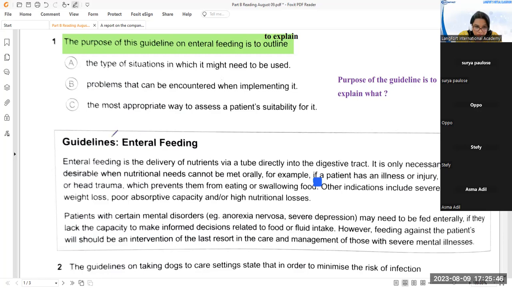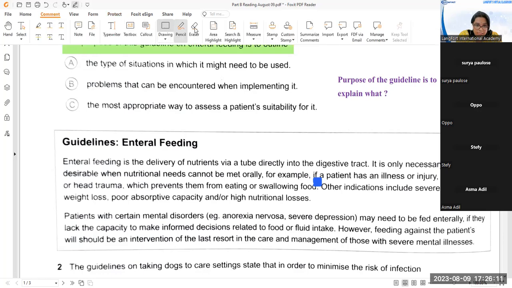Enteral feeding is the delivery of nutrients via tube directly into the digestive tract. It is only necessary and or desirable when nutritional needs cannot be met orally. For example, if a patient has an illness or injury such as a neck or a head trauma which prevents them from eating or swallowing food.